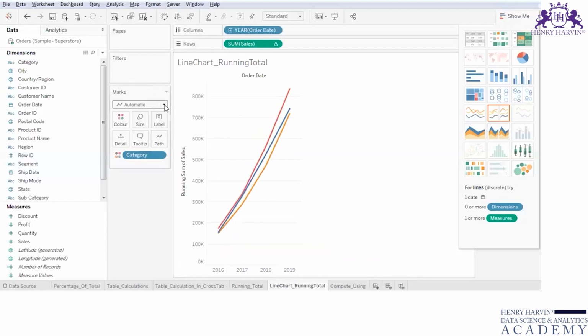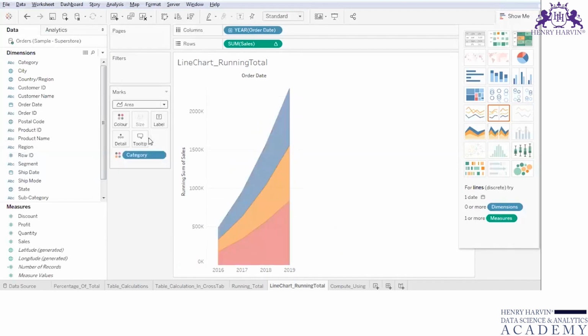Now I'll straight away go over here and convert it into an area chart. So over here, using the running total table calculation, I have been able to create a line chart, and that I converted into an area chart. In this way, I've got this beautiful area chart with me.